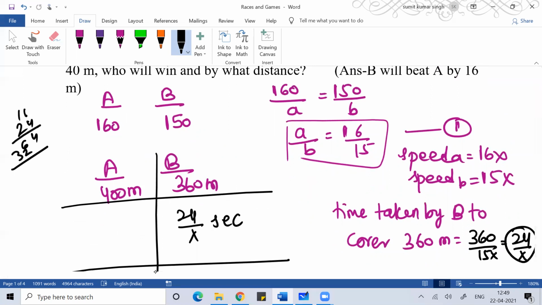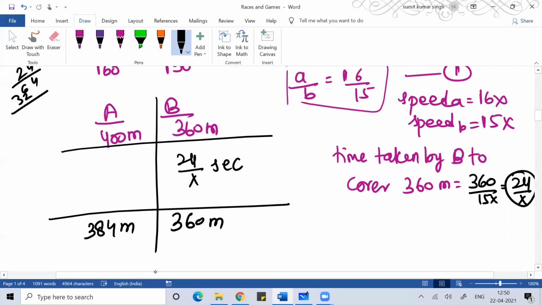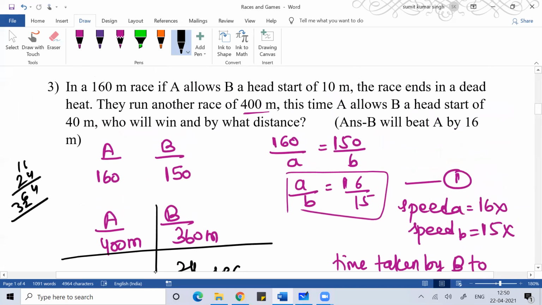So in that time A has covered only 384 meters. By the time B has covered 360 meters, A has covered just 384 meters, because A had to cover 400 meters, because A has given around a 40 meter head start to B. But B has reached the finishing line. A has just covered 384 meters. So who will win the race? B is going to win the race, and by what distance?